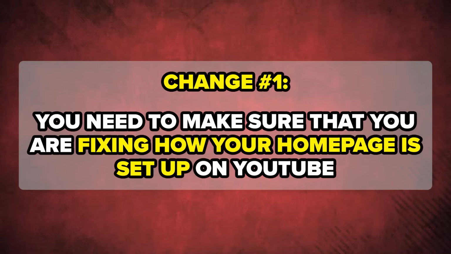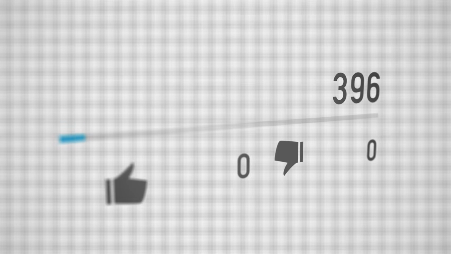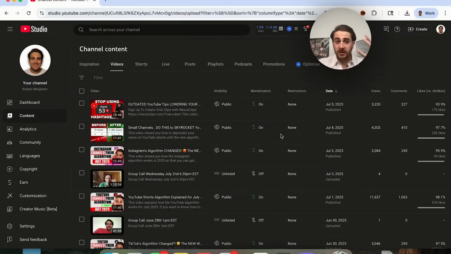Change number 1 is you need to make sure that you're fixing how your homepage is set up on YouTube, because if you don't have this set up the right way, you're missing out on extra views without having to create any new videos. Okay, so what I'm about to show you right now is going to help you make more money, get more views, and get more subscribers, all from your homepage without having to actually make more content.